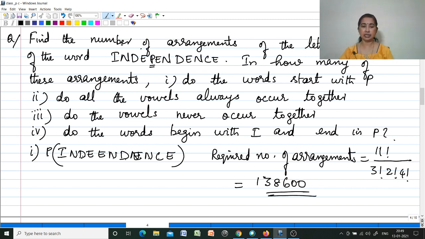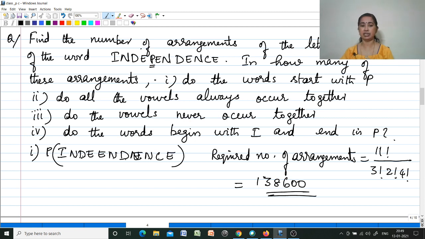And here it is asked, find the number of arrangements of the letters of the word independence. How can you find the number of arrangements? Total arrangement is n factorial divided by P1 factorial, P2 factorial, P3 factorial, etc. So we can see here there are 12 letters. So the number of arrangements is equal to 12 factorial divided by, each one repeats: N repeats 3 times, D repeats 2 times, E repeats 4 times.